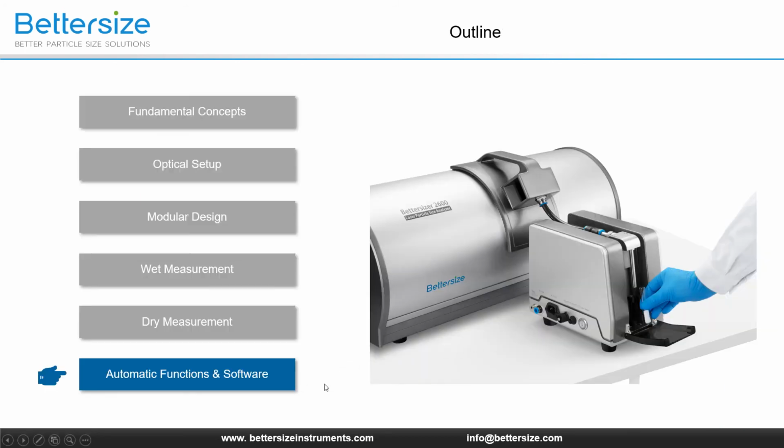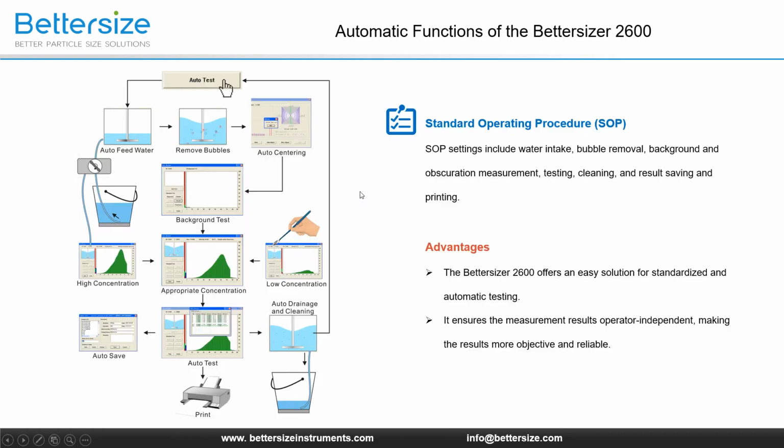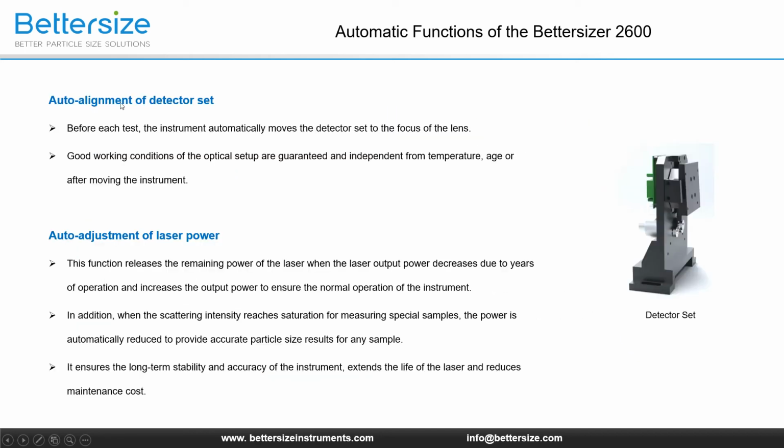The last section is the automatic functions and software. One of the automatic functions is SOP, Standard Operating Procedure. SOP is available in the Bettersizer 2600 to facilitate automated and standardized measurements, achieving operation with only one click in the software. Moreover, it reduces operators' workload, minimizes the errors caused by operators, and improves the accuracy and repeatability of measurement results. Auto-alignment of the detector set is another feature of the Bettersizer 2600.